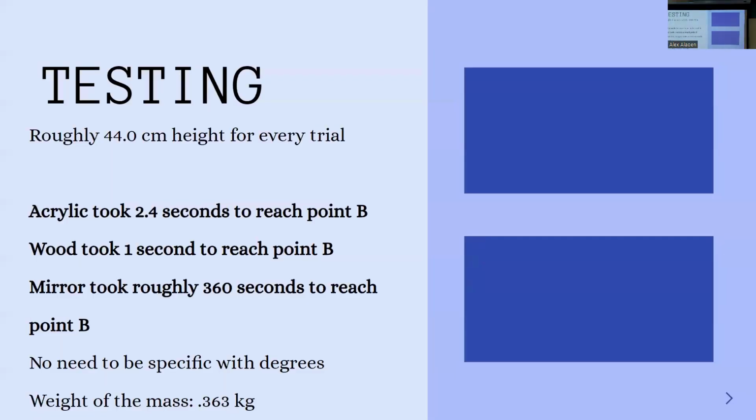Experimental phase. Yeah, so with this, basically what the testing is, and there's no videos. Basically, every single ramp was at about a 44 centimeter height. I used a meter stick to map everything out. Throughout each individual trial, as we can see, the acrylic is about 2.4 seconds, so that one was about midway. The wood took a little bit shorter, and then the mirror itself took a very long time.